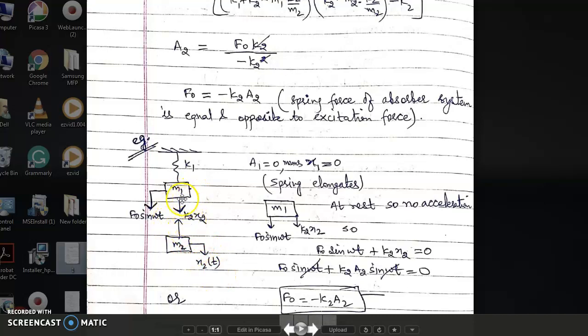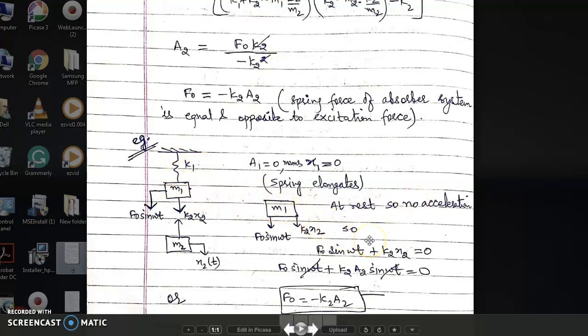It means this spring will be elongated. If it is elongated, it will exert force in the opposite direction. So what will the force be? K2 X2 only, because X1 is equal to 0. Only X2 is acting now, so the spring will be elongated by only X2. Now I am applying the free body diagram and Newton's second law on mass M1. F naught sin omega t is acting, K2 X2 is acting. This will not elongate because X1 is 0 and it is at rest, so no acceleration.